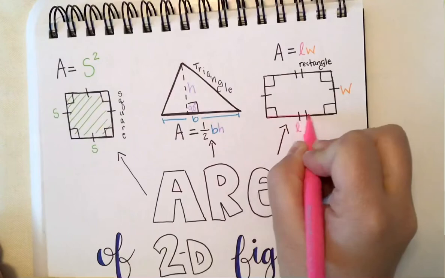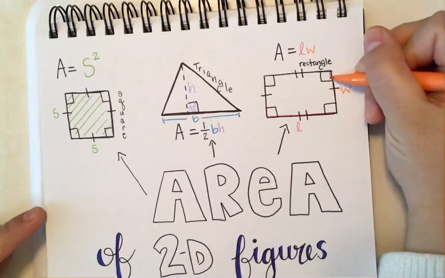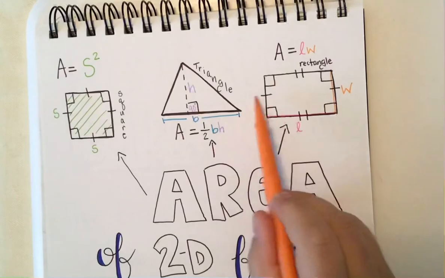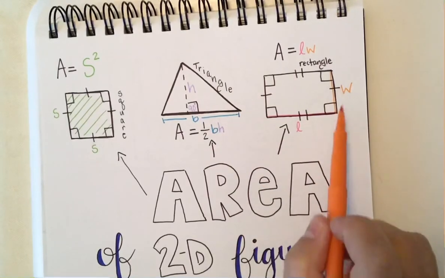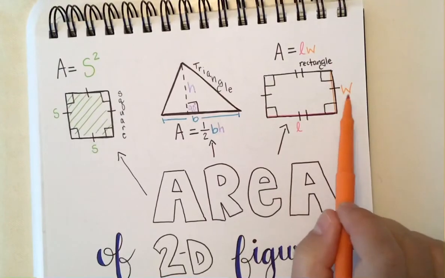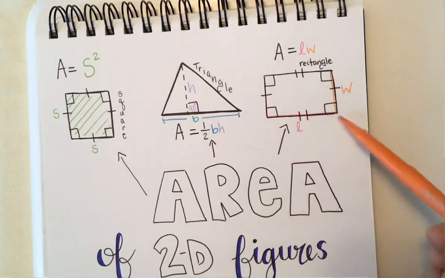Length times width. Again, I just want to point out that the length is not the same as the width. This is the height of the triangle. They're calling it width so that we don't get it confused with the parallelogram. This is our length. This is our width.